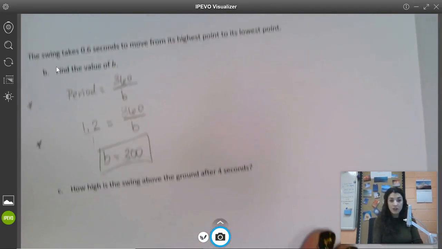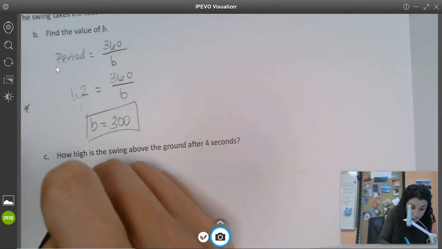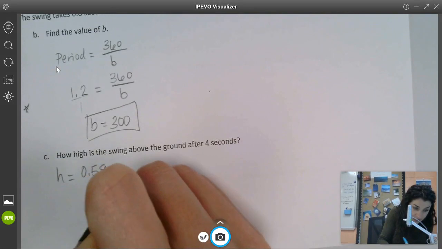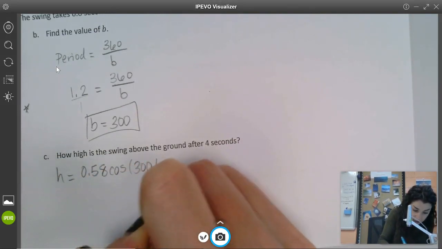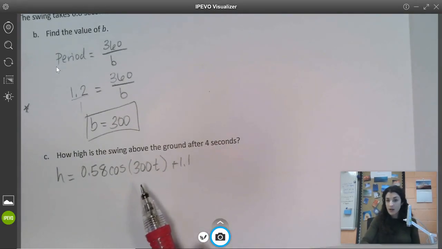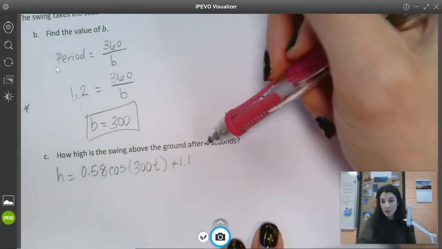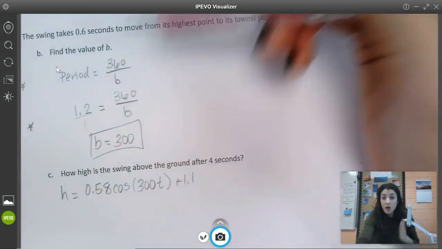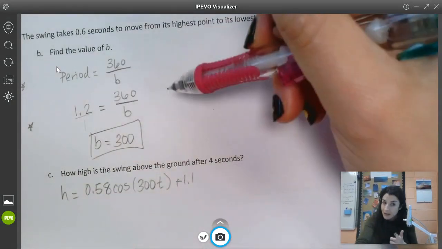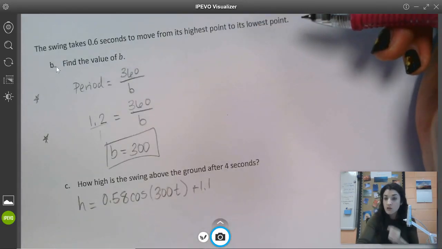Now that you have all this information, you can go ahead and solve for C. Strategy for tests: you need to have B solved in order to plug in a value for T, right? H is equal to 0.58 cosine of 300t plus 1.1. Well, if you didn't have B being 300, then you couldn't solve for this. But also realize the IB is trying to help you here by making it a separate question, right? They're saying, hey, solve for B, and whatever you get for B, as long as you plug that into this equation and also plug in 4 for T, you get follow through points, right?